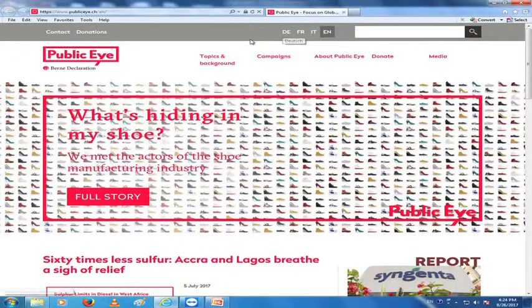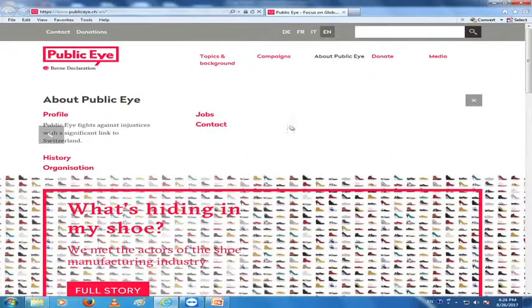So that is bad. Now, an interesting thing I wanted to show you was the Public Eye Award, so let's see what this is. This award was constituted some years ago, and it is given to organizations that demonstrate the most irresponsible behavior over a period of one year. So, Public Eye. Let's just read this. Public Eye fights against injustices with a significant link to Switzerland.